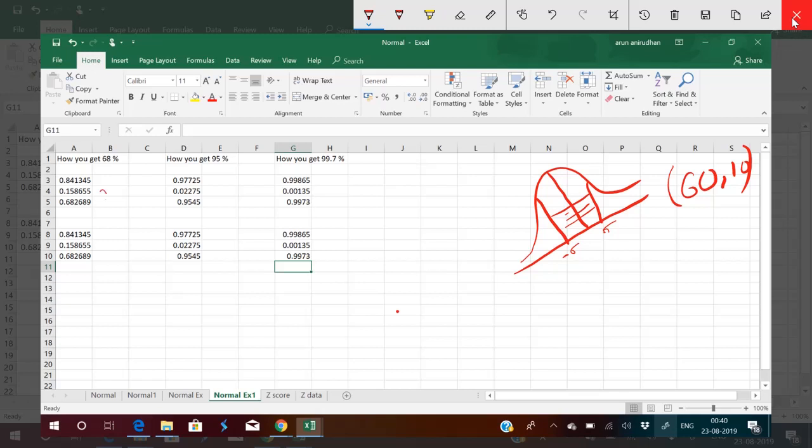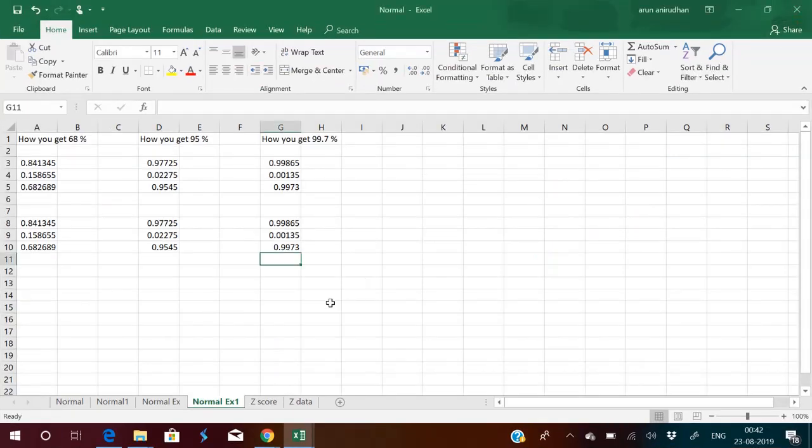One is using Z and another one directly. So okay, I'll tell you about Z and then I'll come back to this. Okay, I'll tell you what is Z score. So what is Z score?